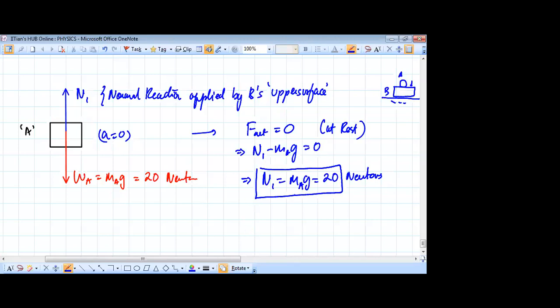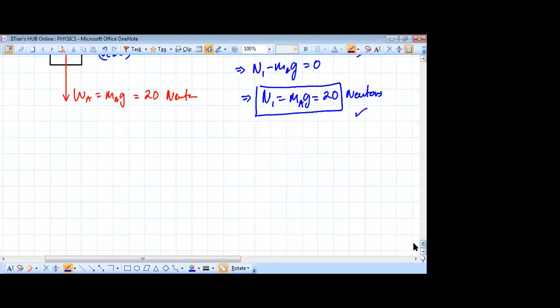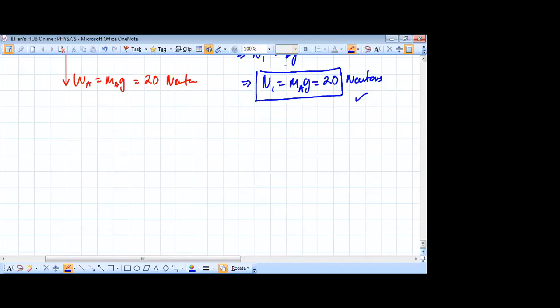How did that 20 newtons come? Because the mass was given to us in the problem as 2 kg, and g was given to us as 10 meters per second squared. So that's why this is 20 newtons. Okay, understood this now? Okay, good. Now let's come to what is happening to the block just below this, block B.